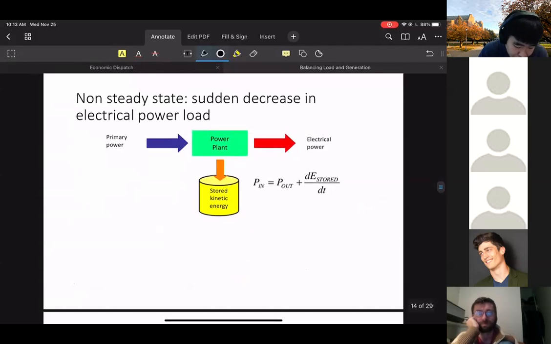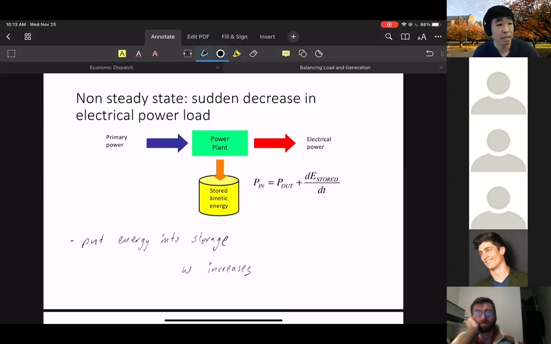So it's a similar story. The load can go both up and down at the same time, so it doesn't have to always increase. It can decrease at times. So what happens is we have to put energy into storage. This means that omega increases, to increase the frequency. If frequency is higher than 60, it means I have more generation than load. If the frequency is lower than 60, it means I have more load than generation. This is what we have.